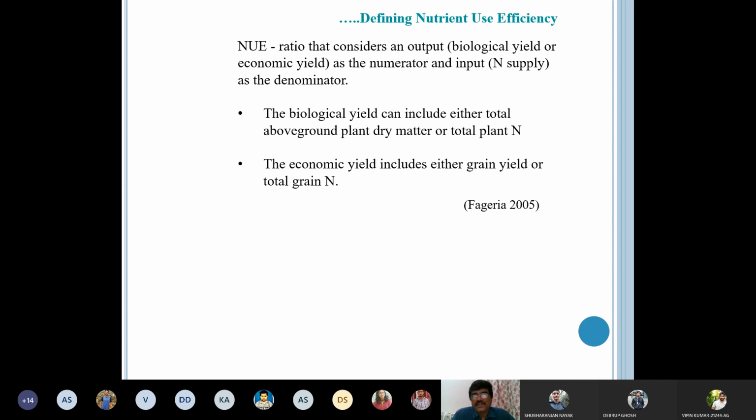Nutrient use efficiency is a ratio that considers an output. This is your output as the numerator and input as your denominator. So nutrient supply is your denominator, and biological yield or economic yield is your numerator. Biological yield here could be the biomass as such and also the nitrogen or nutrient removed in the biomass. That may be taken as numerator. Economic yield also includes grain yield or total grain nitrogen or nutrient.